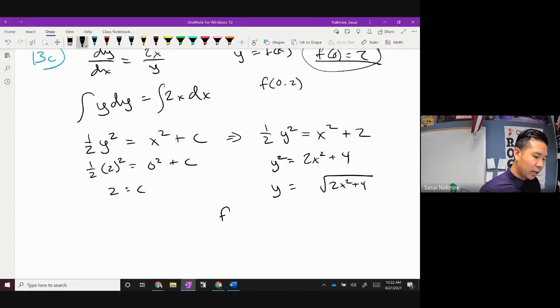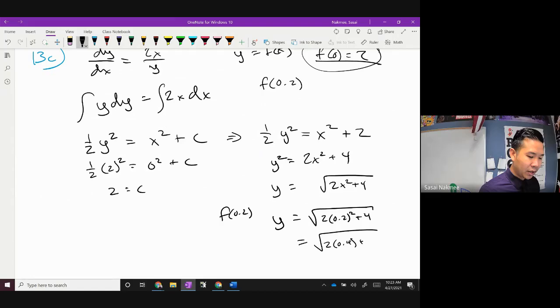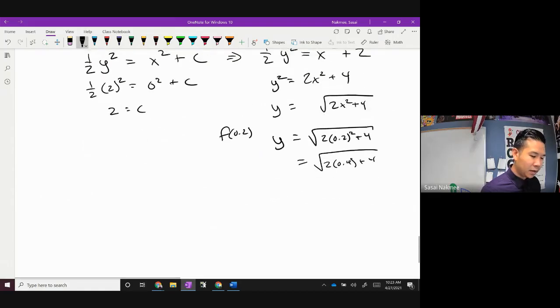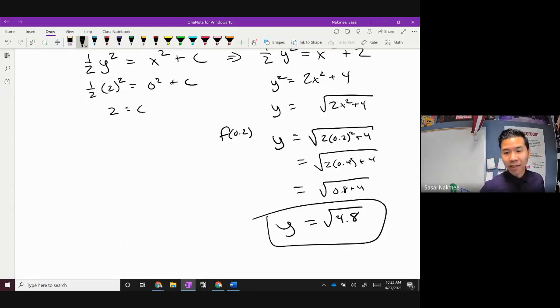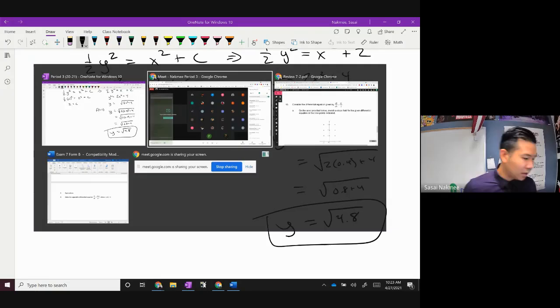So in order to find out what is f of 0.2, that's just telling me to plug in 0.2 for x. So I would go here. This would be 2 times 0.2 squared plus 4. And then I just have to evaluate that, Monica, and whatever that comes out to be, that's what f of 0.2 is. That's pretty much it. So this right here would be 2 times 0.04 plus 4, which would be 0.08 plus 4, which will then be the square root of 4.08. And that would be it for that one, Monica. Hopefully that answers your question for 13C.